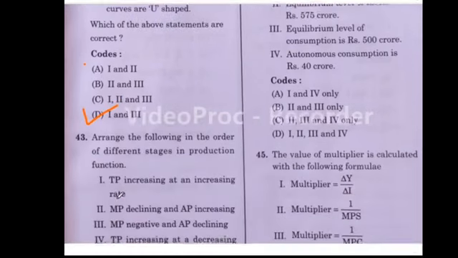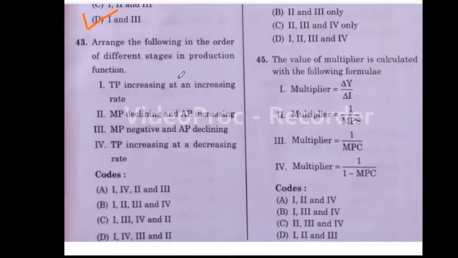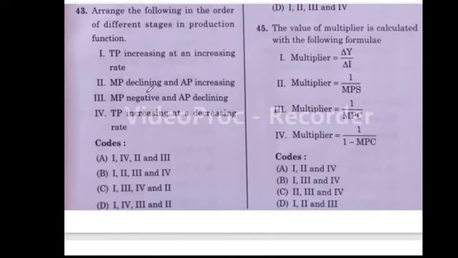Yes, question number 43. Arrange the following in the order of different stages in production function. First one, TP increasing at increasing rate. Second one, MP declining and AP increasing. Third one, MP negative and AP declining. Fourth one, TP increasing at decreasing rate.